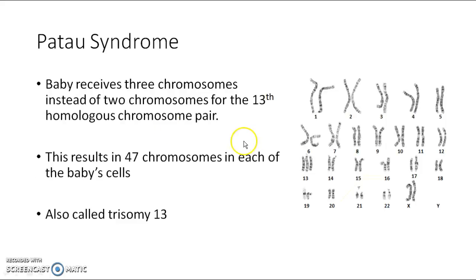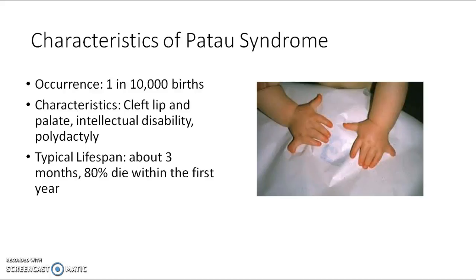Patau syndrome occurs when there's trisomy at the 13th chromosome pair, so we see 3 chromosomes here instead of 2. Again, that baby will have 47 chromosomes, and it's also called trisomy 13. This is very rare. It happens in 1 in 10,000 births. The characteristics: people with Patau syndrome often have a cleft or divided lip and palate, so that's inside the mouth. They also may have an intellectual disability, and they often have polydactyly as well, which is where they have more than 5 fingers on their hands. Unfortunately, people with Patau syndrome typically die pretty young. They typically live about 3 months, and 80% die within the first year. Very sad.